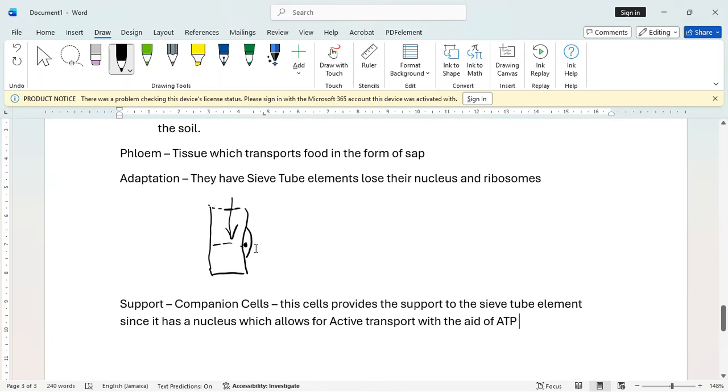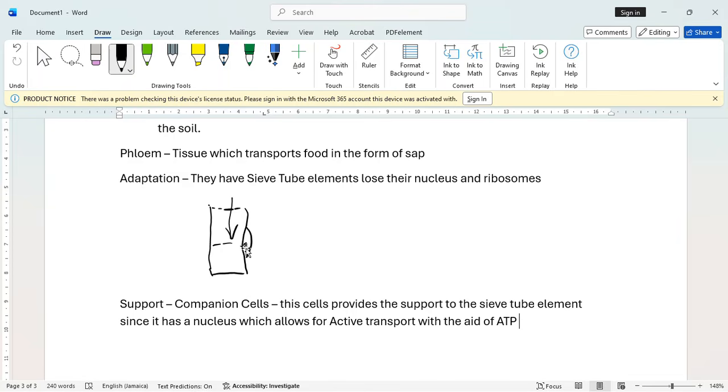So you have your companion cell that has a nucleus, and what it will do is monitor how the plant transports and how it carries out the metabolic activities. Remember, the sieve tube doesn't have any nucleus, and so in terms of instructions, it's going to be complicated. So that's why the companion cell is right next to the sieve tube.